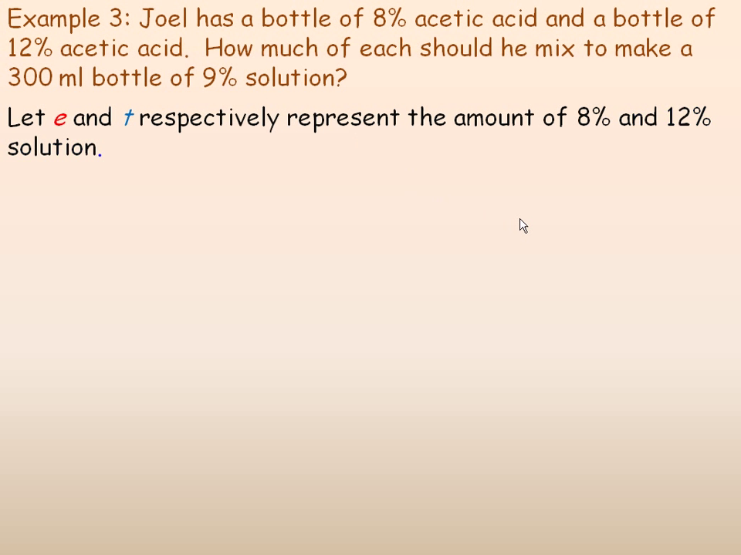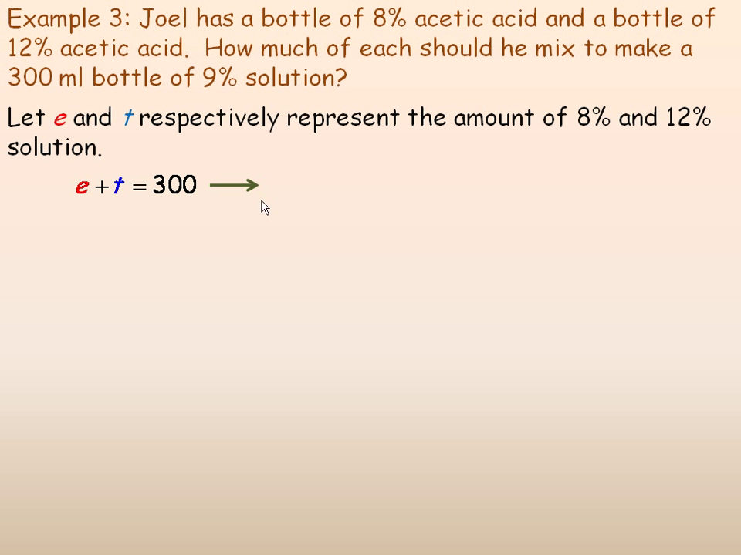So just like a lot of previous examples, we're going to decide on our variables. I'm going to let E represent the amount of 8% solution. So E is some number of milliliters of 8% solution. And T is going to represent the amount of 12% solution. Now, he wants to end up with 300 milliliters total at the end of this. So E plus T has to add to 300. The amount of 8% solution plus the amount of 12% solution has to add to 300. So for example, this could be 100 and this could be 200, adding to 300. So they have to be 2 numbers that add to 300.